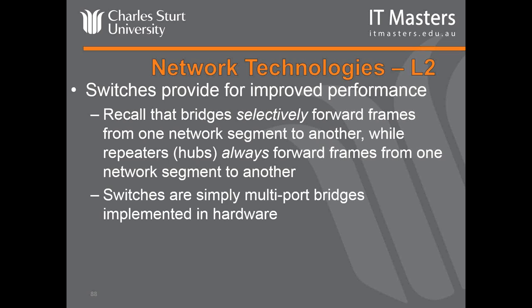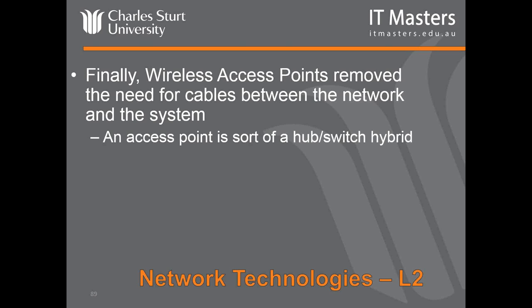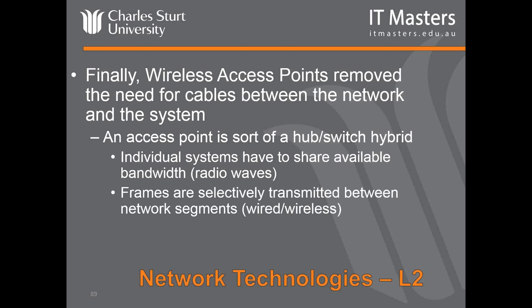So switches, as I've said, are multi-port bridges implemented in hardware. We also have wireless access points. These remove the need for cables. We're moving into all these different things. So when we're talking about it, we're looking at a hub switch hybrid, depending on how we enable it. But we have to share bandwidth, so radio waves. We might have a few differences, of course, because we can have different channels, but even then, how we implement it, well, we might be able to sniff stuff, we might be able to encrypt it, but everything's out there and it's not hard to see.